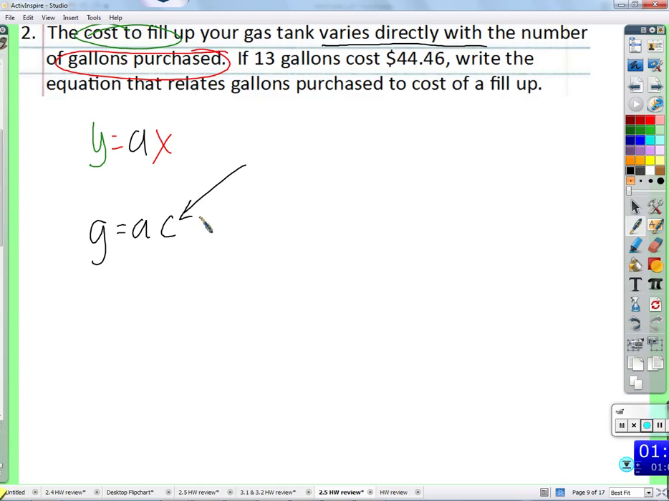So what kind of stuff are we going to plug in for C? $44. Yeah, you're right, $44.46, okay? Let's see. And what are we going to put in here? 13.